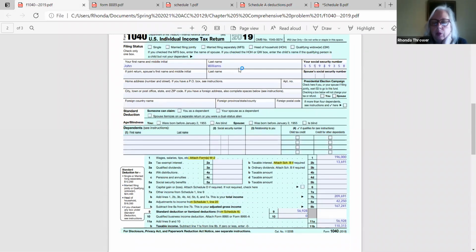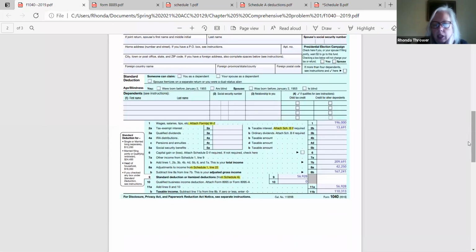So again, you need to put in the name of the client, the social security number. He's single, so none, and we didn't know the rest of this, so I didn't put any of this down. He didn't have any dependents, but he did have a W-2 form, and on the W-2 form, you'll find that his wages were $196,000. That comes from box number 1 on the W-2 form. In line 2B, we're going to attach Schedule B, which we just completed. This $13,691 comes from Schedule B.